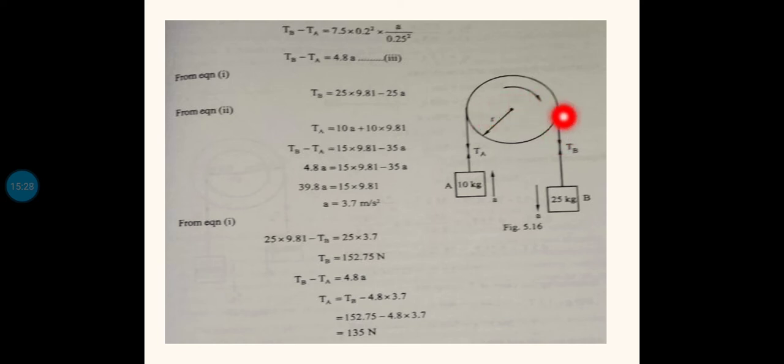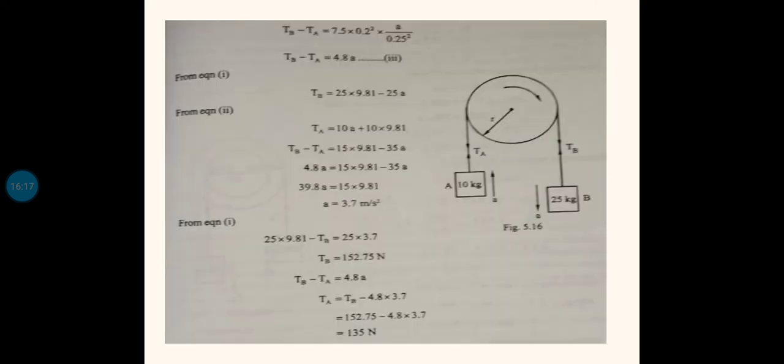But think about the moment created. See, this TB will be creating a moment on this pulley at the center. That turning moment is called the torque, and the value of that torque is TB into R. The effect of that turning moment is to rotate the pulley in the clockwise direction. But what about TA? The magnitude of that torque will be TA into R, but the effect is to rotate the pulley in the anti-clockwise direction. So TB into R is clockwise, and this one will be in the opposite direction. So if one is positive, then the other will be negative. Right, remember all these things. Now moving on to the problem.